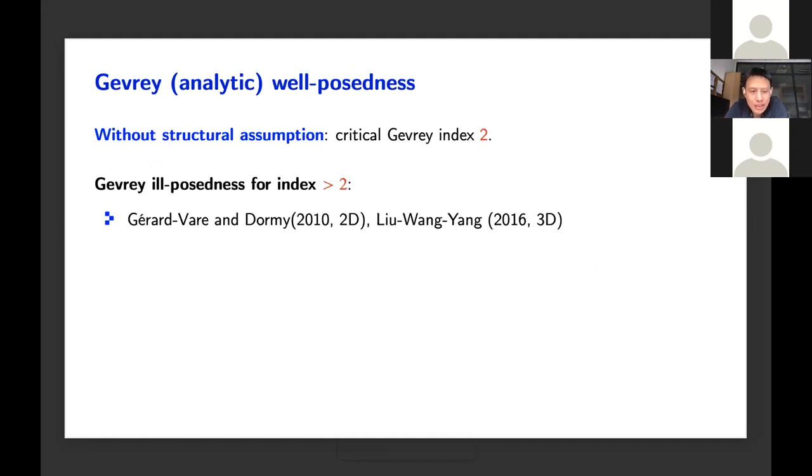I mention the ill-posedness for the Prandtl equation. These two, first Gérard-Varet and Dormy, studied the two-dimensional linearized Prandtl equation operator. They proved the Prandtl equation is ill-posed in the Gevrey space, provided the Gevrey index is bigger than two. And the three-dimensional case is treated by Chen Jianyu, Yaguang Wang, and Tong Yang.